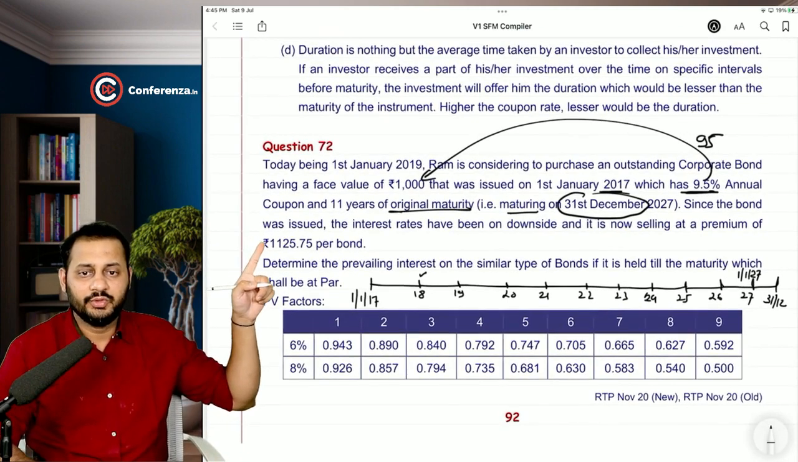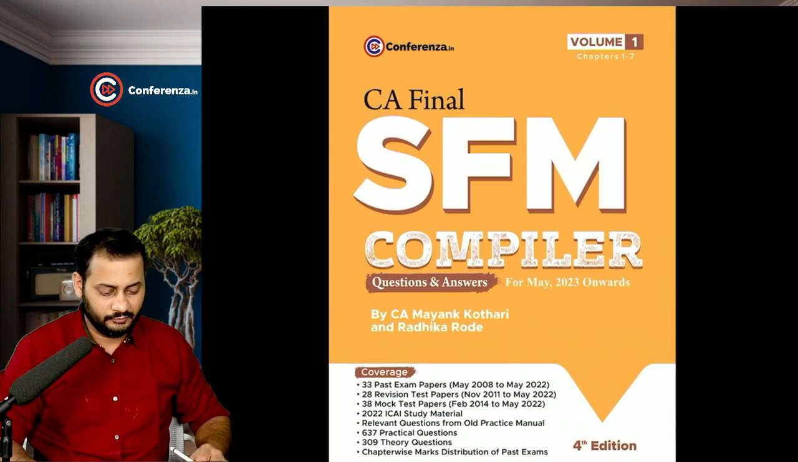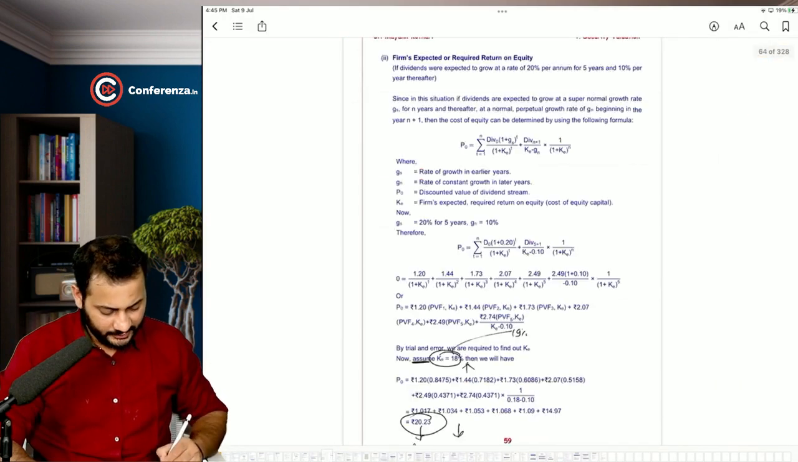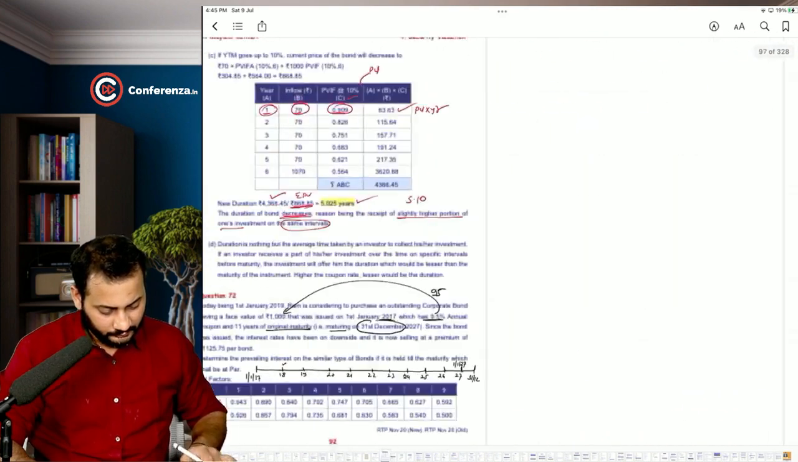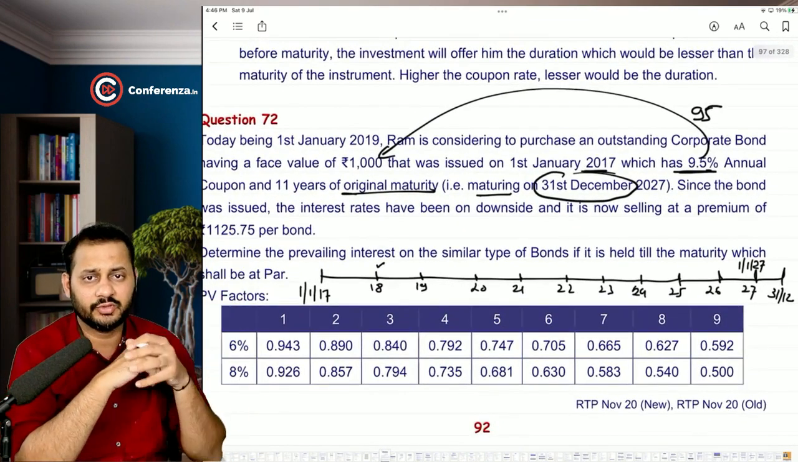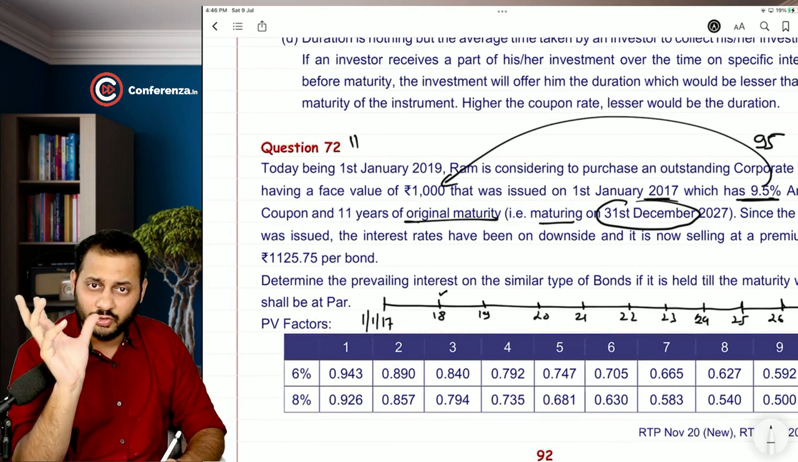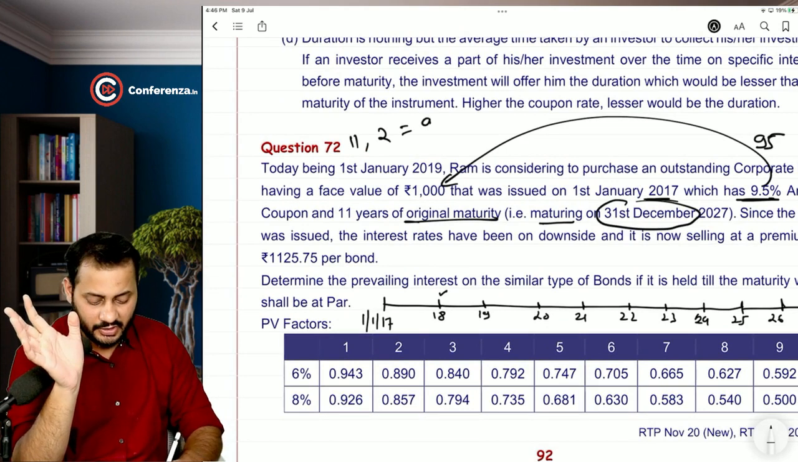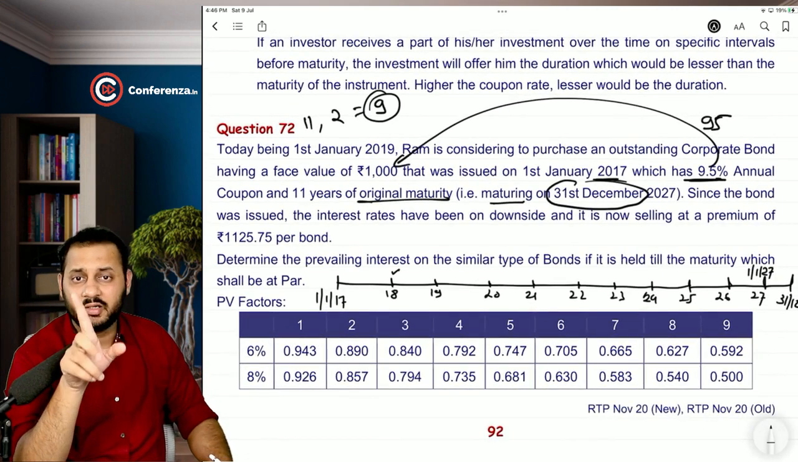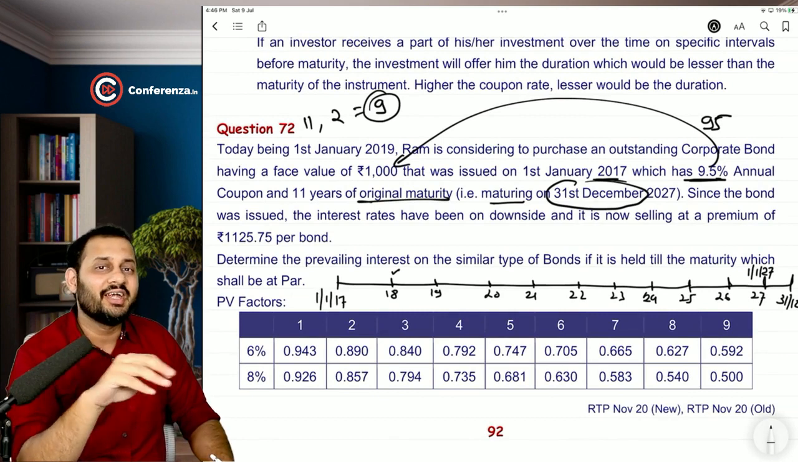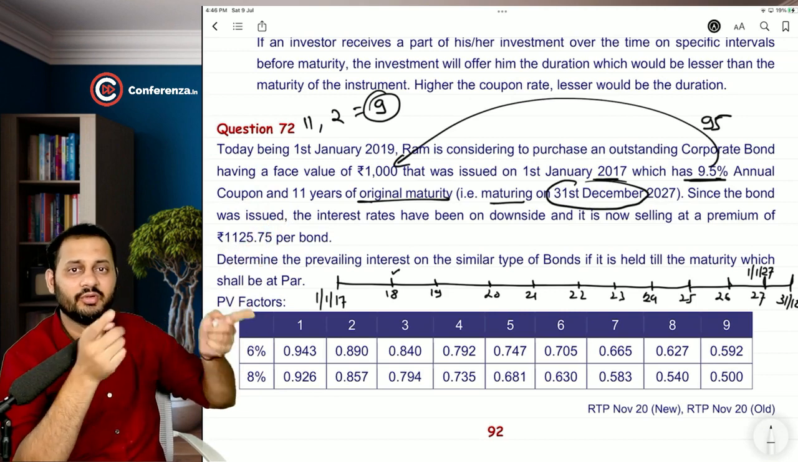Since the bond was issued, the interest, just a second. Now tell me one thing, how many years are still pending? Can we calculate it? Today is 1st January 2019. Obviously, 2 years have elapsed. 11 years was the original maturity, so 9 years are still remaining. Clear. From 2019 to 2027. But you should not calculate it directly from 2019 to 27. 19 is the 1st January and 27 is the 31st December. So one more year will be added.